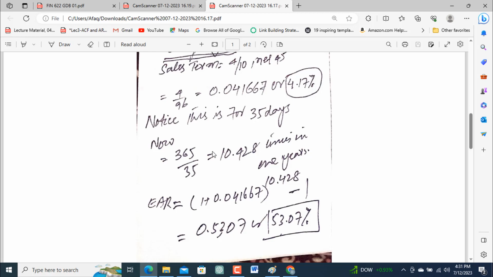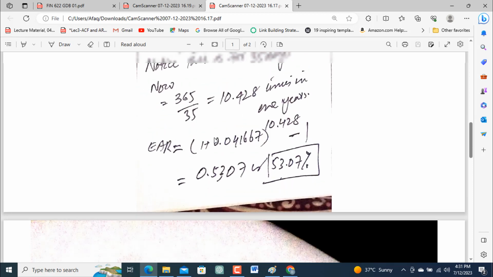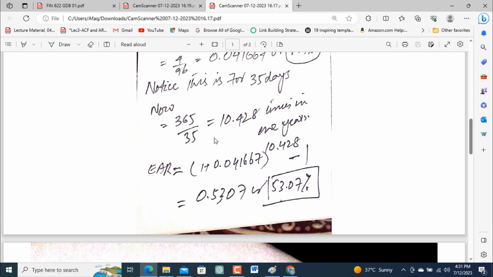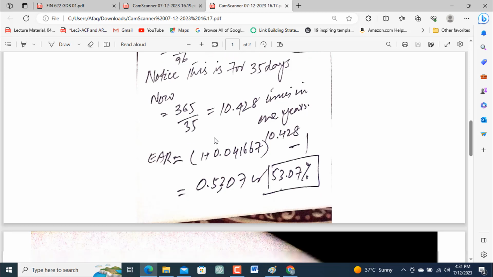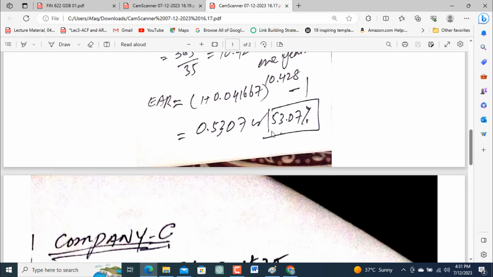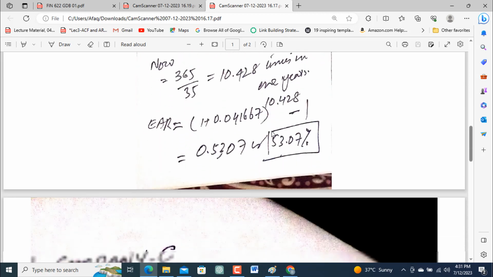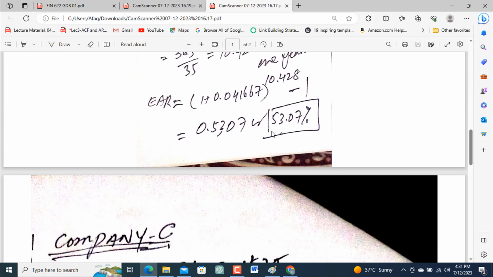Now for the number of periods in the year, we divide the number of days in the year by 35 days, which is equal to 10.428 times in 1 year. It means in 1 year the company will repeat this process about 10 times. So EAR is equal to (1 + 0.0416) raised to the power 10.428, minus 1, which is 0.5307 or 53.07%. This is the loss that he bears if he drops the option of availing the discount.